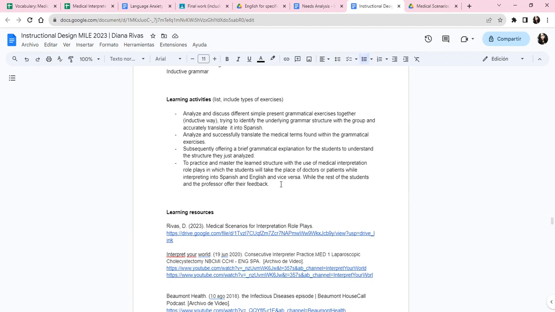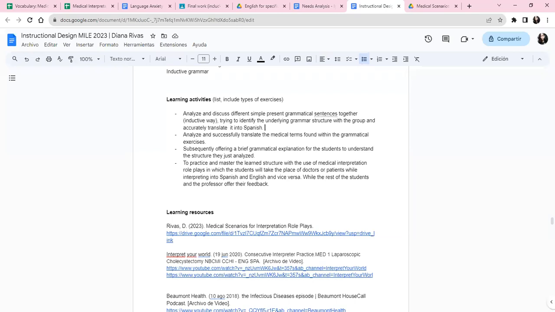And learning activities. What we'll do here, first of all, we will be analyzing and discussing different simple present grammatical exercises together in an inductive way. This means that we will be actually discussing sentences. We will be discussing sentences because we would want the students to analyze the sentence, to discuss the sentence. We will be asking what kind of things you notice in this sentence.